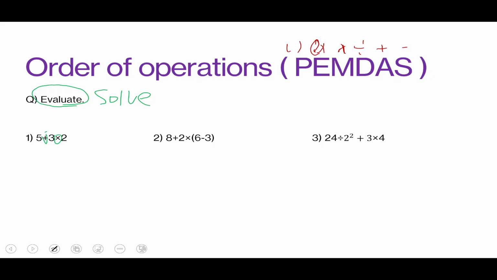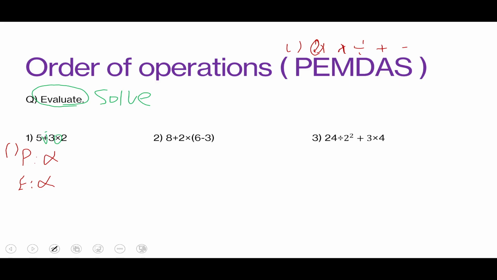Let's follow the steps by solving question 1. So I'll write P, it means brackets. Is there any bracket in question 1? No, so skip this step, go to the second one. E means powers. Do we have exponent numbers? No, just normal numbers, 5, 3 and 2. So skip this one as well.